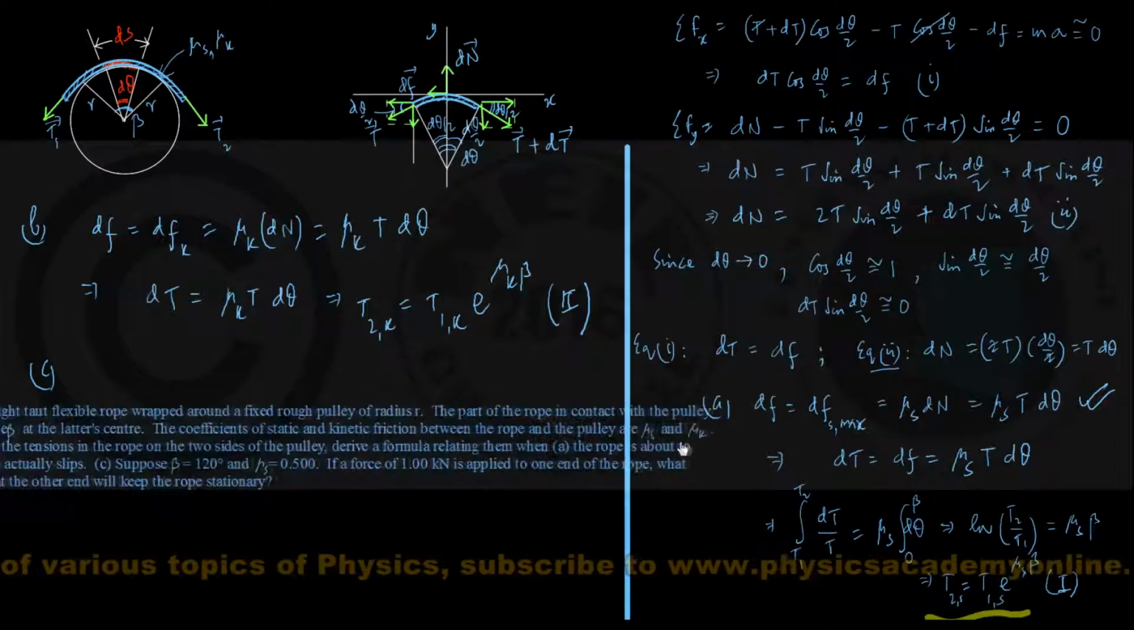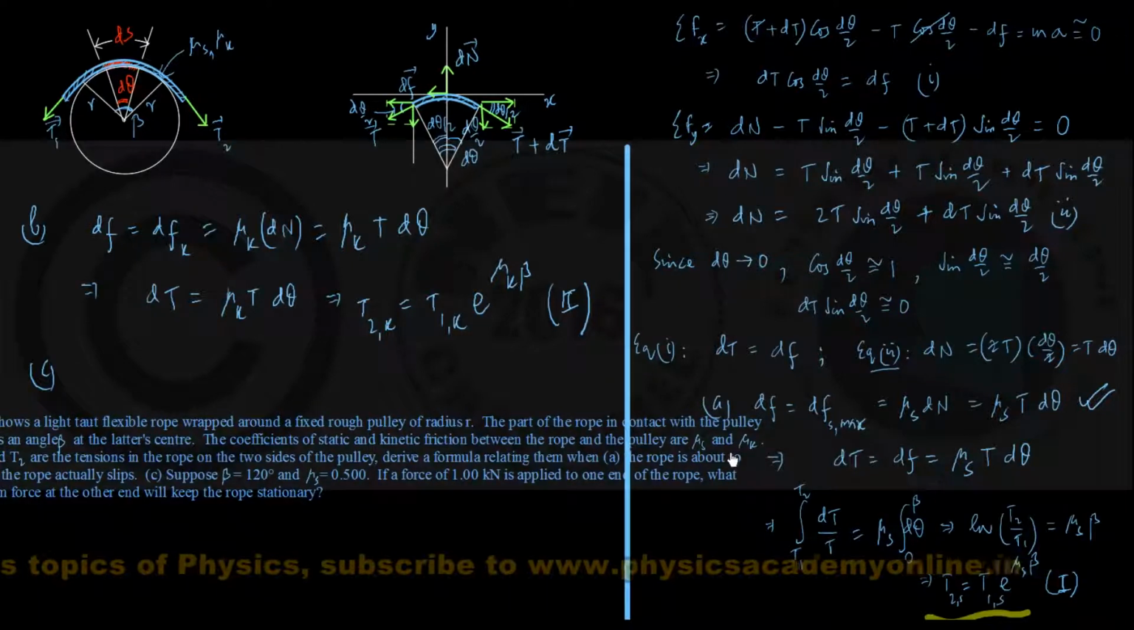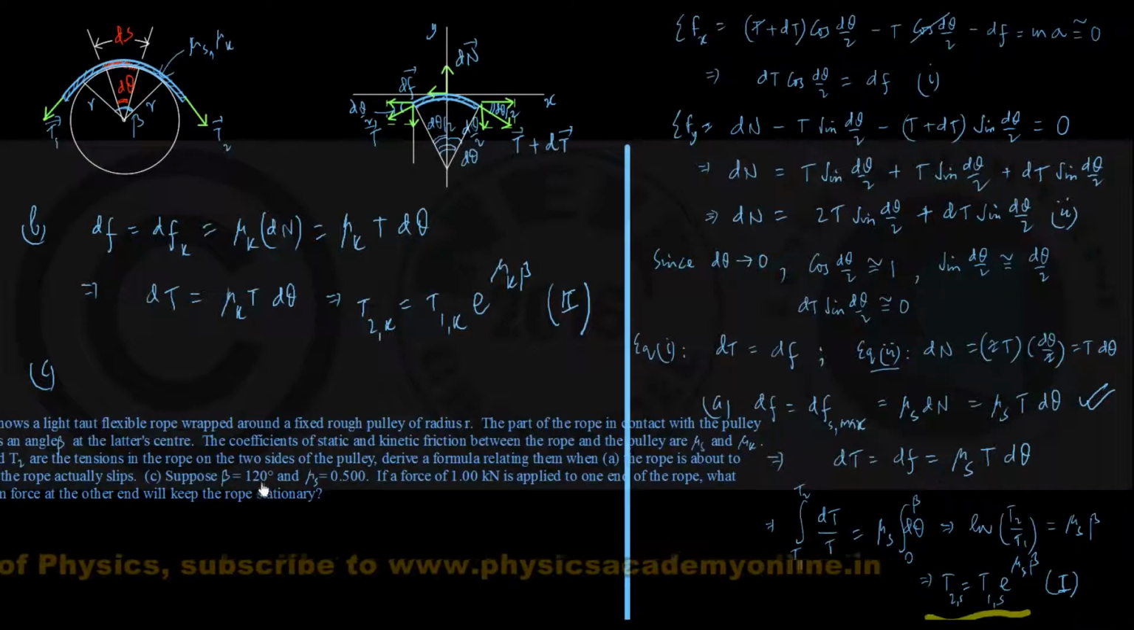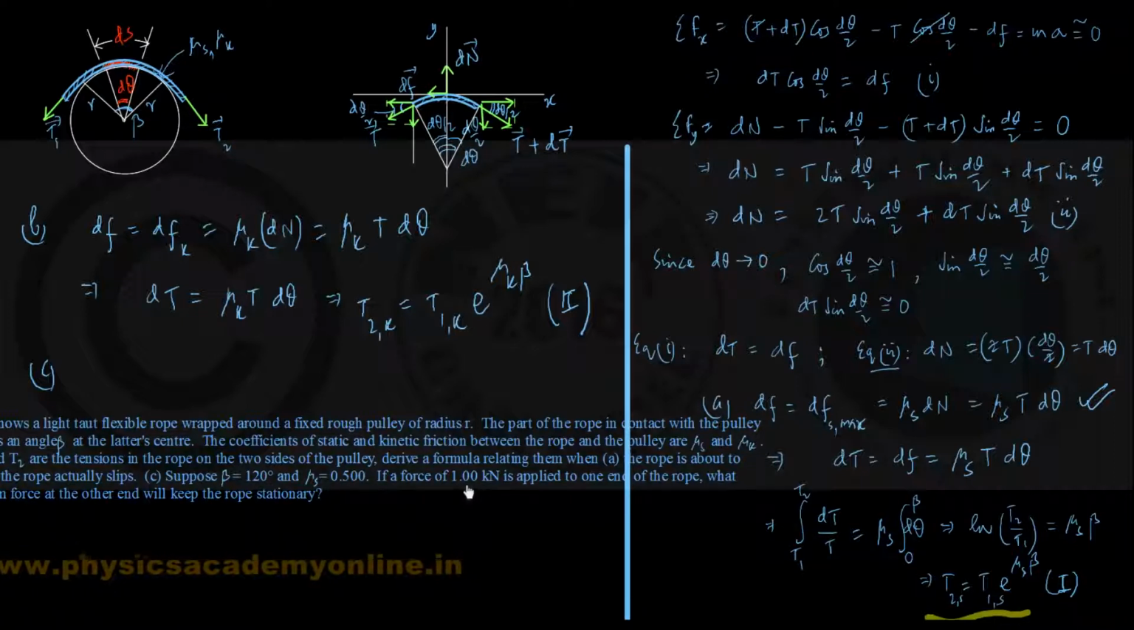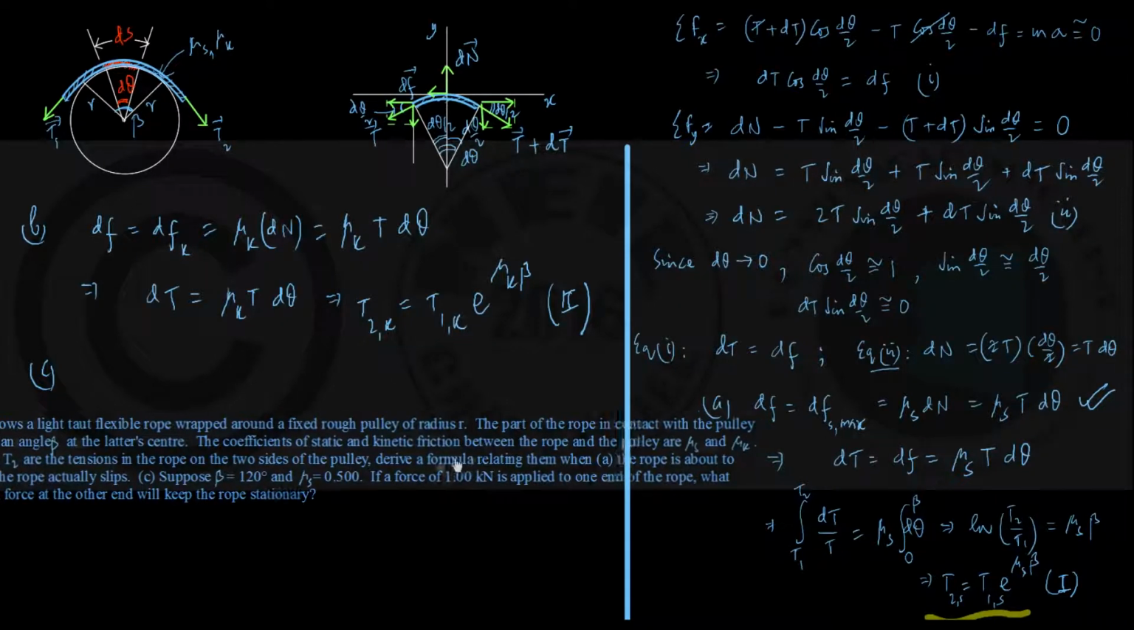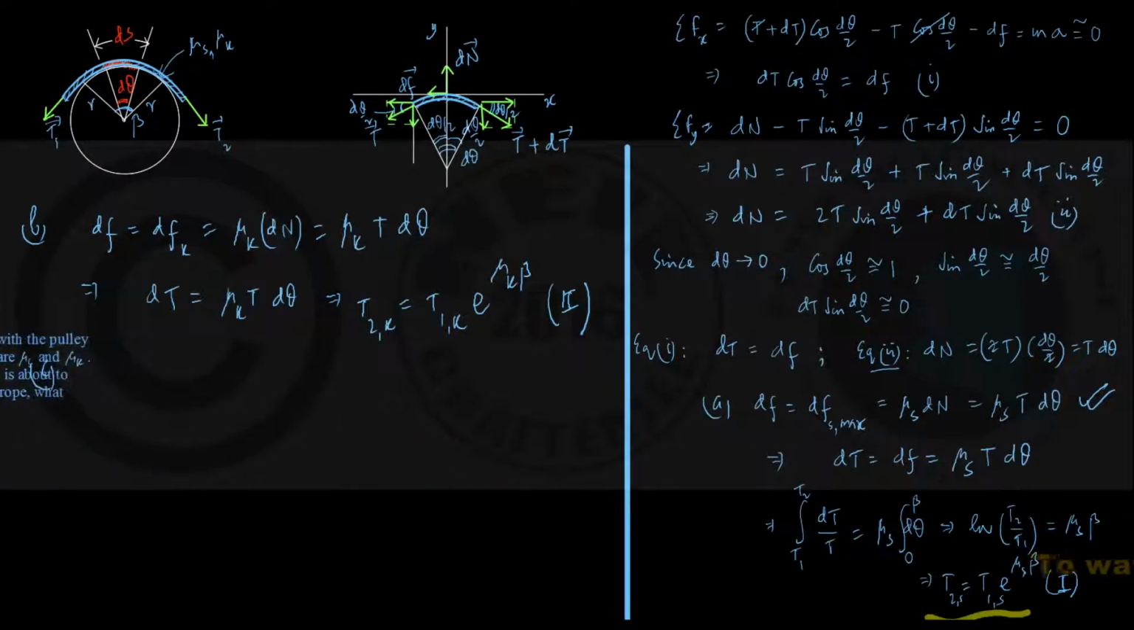Looking at the question once again, they are telling here that suppose beta is 120 degree. The value of mu s is 0.500. If a force of 1 kilonewton is applied to one end of the rope, what minimum force at the other end will keep the rope stationary? I hope you have read the question. We shall use the data from here to do this numerical part.